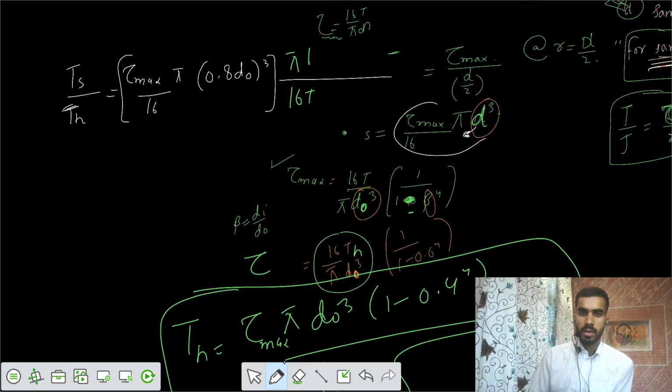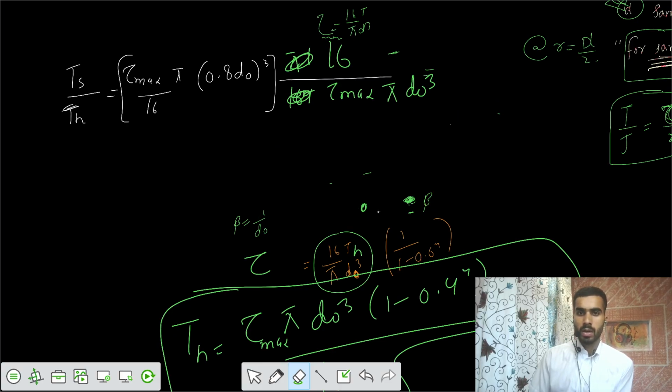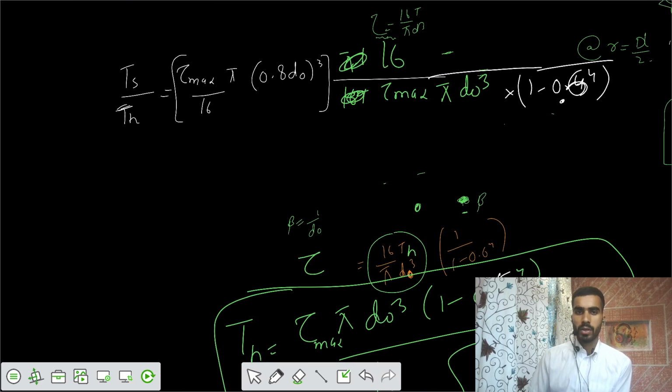Tau max times pi d outer cube, and on the top I would write 16, and we have one more term, that's 1 minus beta power 4. That's 1 minus beta power 4, with the 0.6 value. So you got this equation now, and you can solve that further.